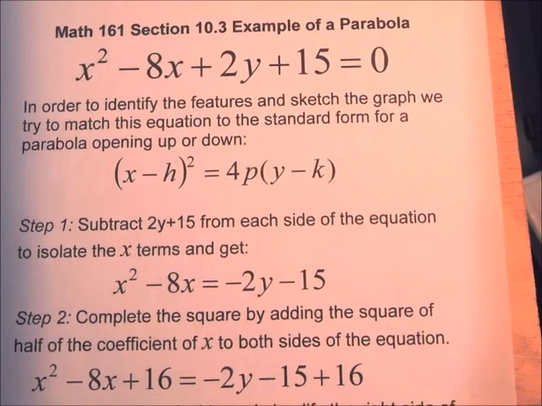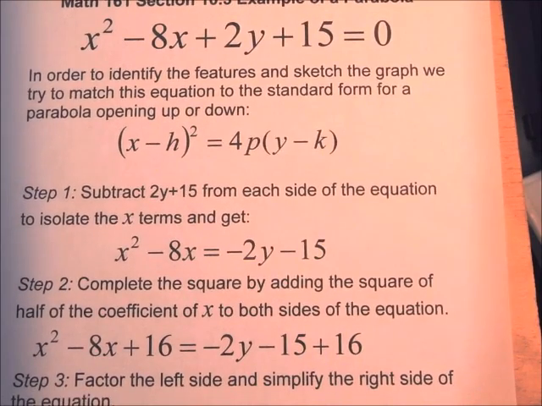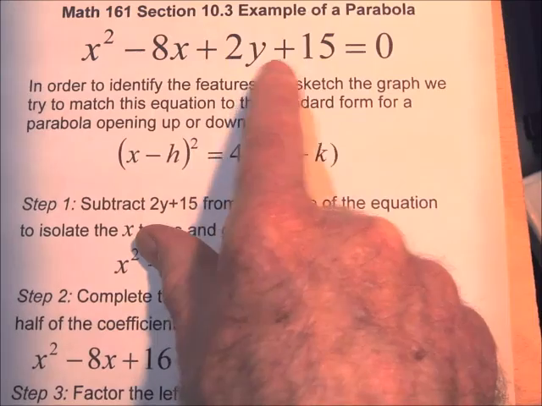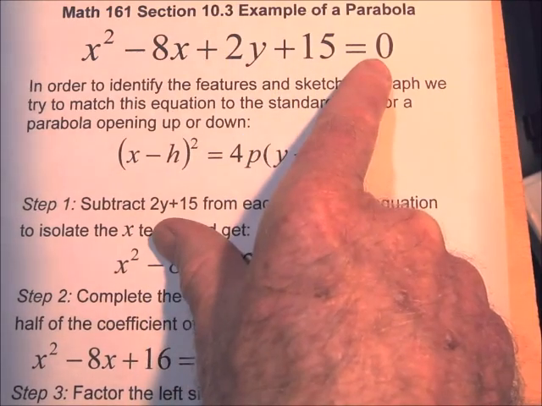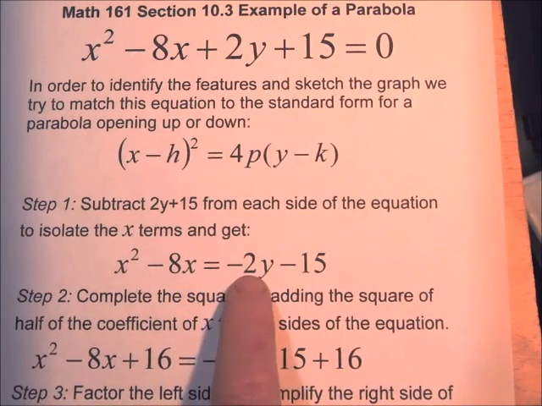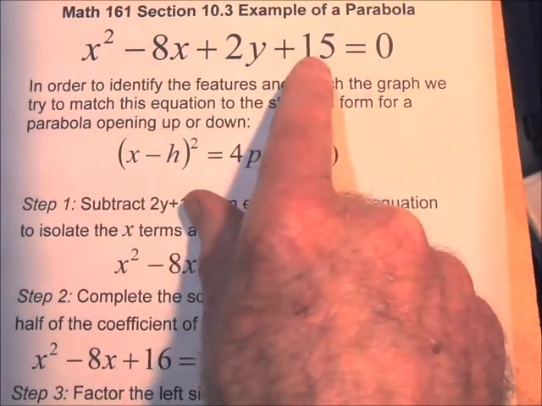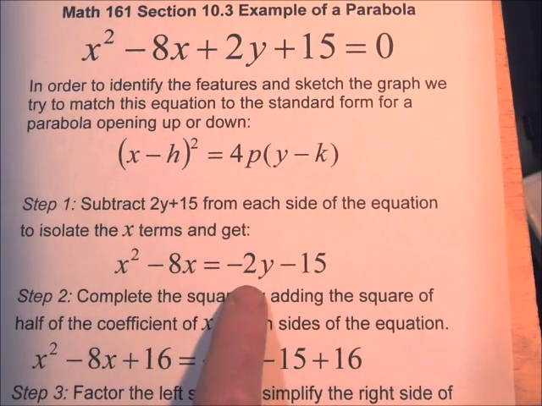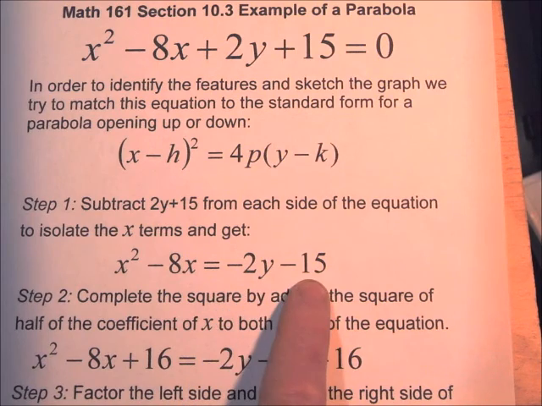Okay, so we want to try to put this in standard form in order to identify the features. So we want to isolate the x terms. We want to bring the y and the other terms over to the other side of the equal sign. So we can subtract 2y and subtract 15 from both sides of the equal sign to get x squared minus 8x equals negative 2y minus 15.